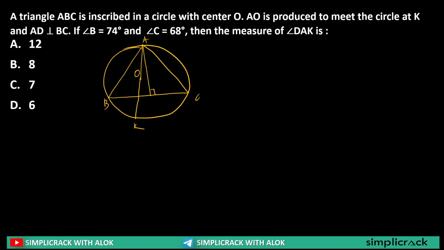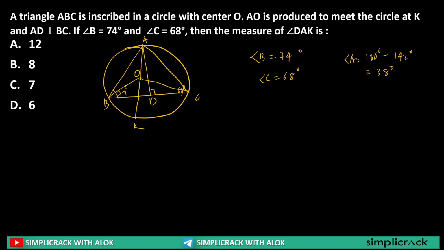Clear? Yes sir, clear. What it is saying, sir, B is equal to 74 degree and C is equal to 68 degree. Now if B is equal to 74 degree and C is equal to 68 degree, A will be what, sir? A will be 180 degree minus 74 plus 68, that is 142 degree, which is equal to 38 degrees. So total angle BAC is this much. Now in order to find out DAK, let's draw this.